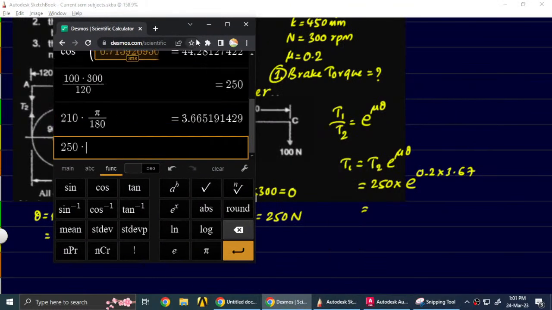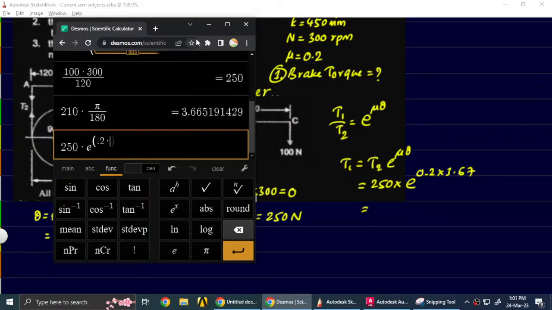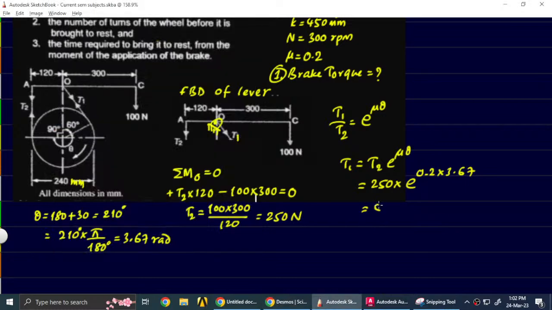So 250 times e to the power 0.2 into 3.67. This has to come in the numerator, so into 3.67. So that gives us 520.85. So this is also in newtons.